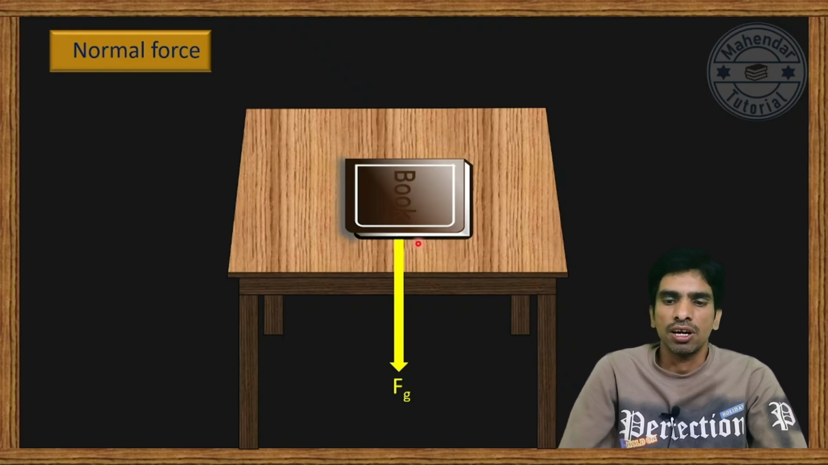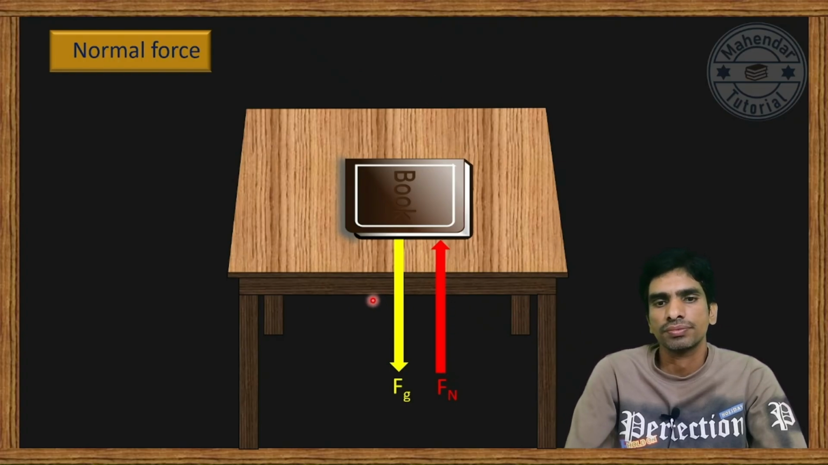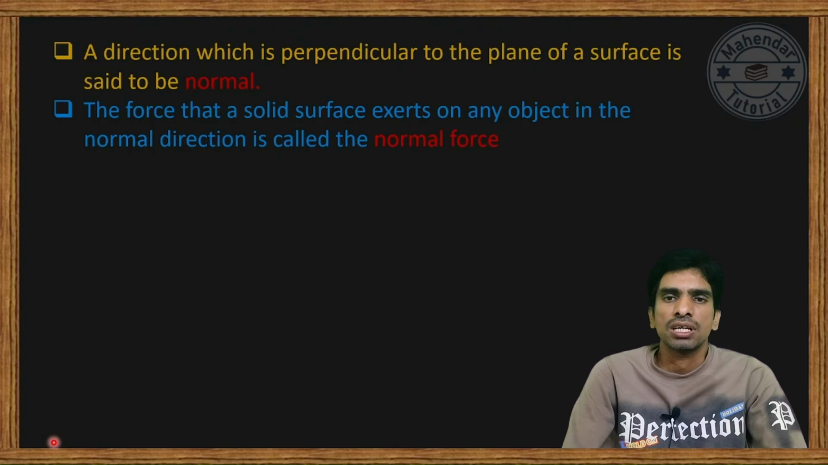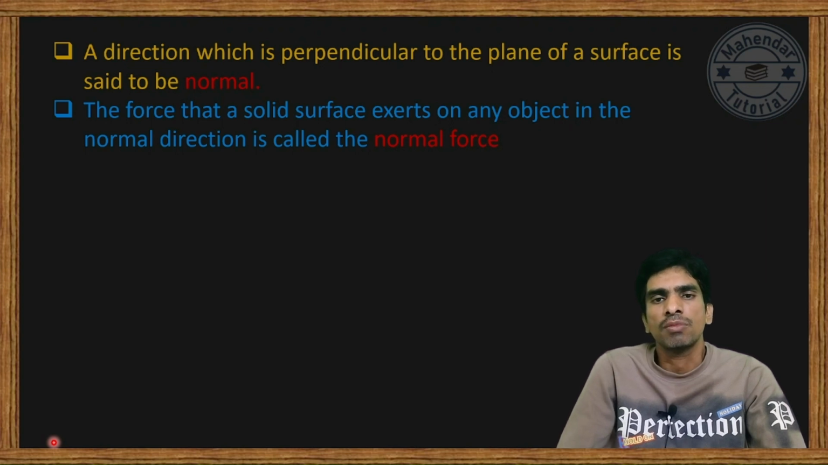The force exerted by the table in the normal direction is known as a normal force. Normal force always acts upwards, opposite to the gravitational force. A direction which is perpendicular to the plane of the surface is said to be normal. Normal means it should be 90 degrees. The force that a solid surface exerts on any object in the normal direction is known as normal force. Here the table is applying normal force on the book.